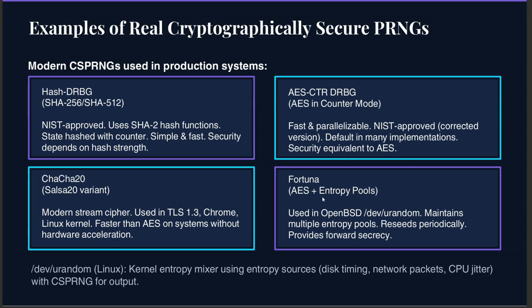Now let us discuss Fortuna. Fortuna was designed especially for practical operating systems. One major challenge in real systems is entropy collection. Entropy sources may sometimes become weak or temporarily unavailable. Fortuna solved this using multiple entropy pools. Different randomness sources continuously feed different pools. Examples: keyboard timing, network interrupts, disk access timing, GPU jitter. Fortuna periodically reseeds itself using this entropy. This gives very strong resilience against entropy failure.